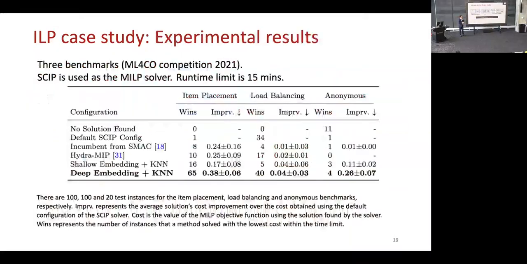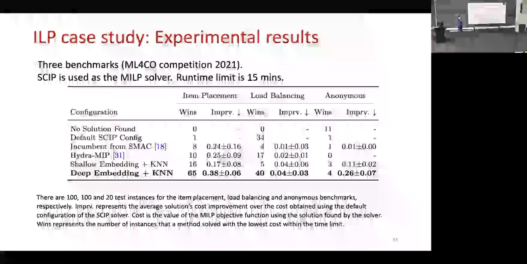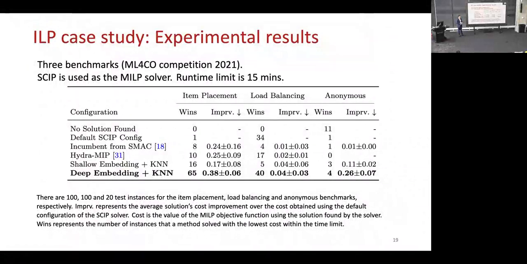Let's look at some results quickly. So again, these are 3 problem instances from that competition: item placement, load balancing, anonymous. We're using the SCIP solver. That's our MILP solver. We're given a runtime of 15. And then we have 100 test instances for item placement, 100 in load balancing, and 20 in anonymous.